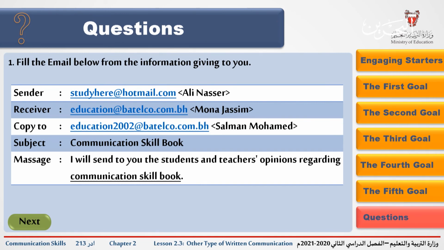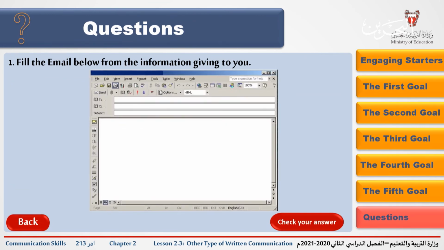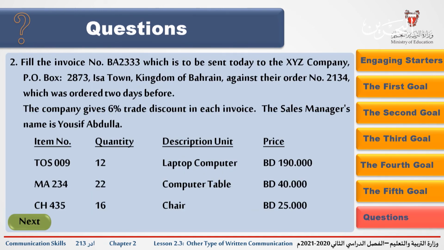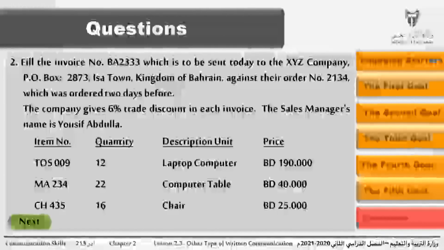Question number 2. What you will need to do is read the text and fill in the invoice form. Fill the invoice number BA2333, which is to be sent today to the XYZ Company, P.O. Box 2873, Asa Town, Kingdom of Bahrain, against their order number 2134, which was ordered 2 days before. The company gives 6% trade discount in each invoice. The sales manager's name is Yusuf Abdallah. You have the item numbers, the quantity, description unit, and price.